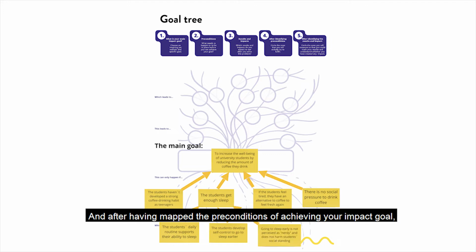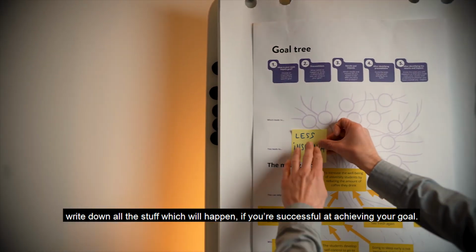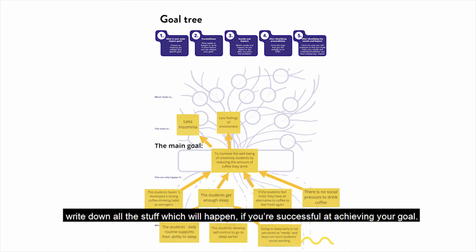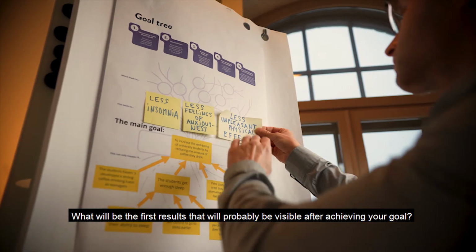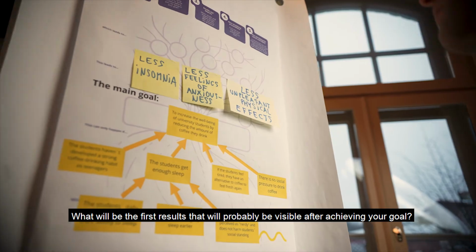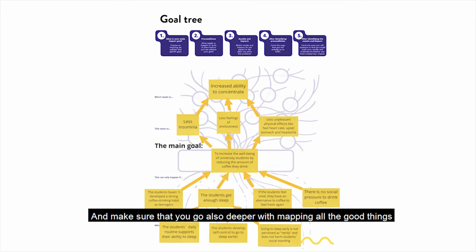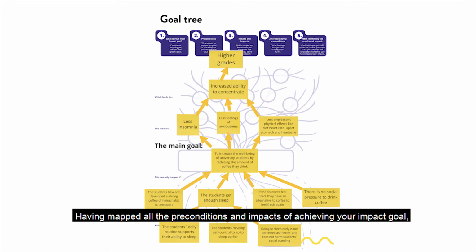And after having mapped the preconditions of achieving your impact goal, write down all the stuff which will happen if you are successful at achieving your goal. What will be the first results that will probably be visible after achieving your goal? And make sure that you go also deeper with mapping all the good things that can happen after achieving the shorter term impacts.